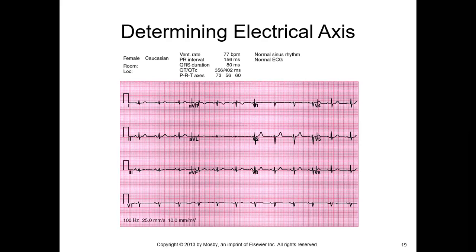At the top of this figure, you'll see the computer calculation. See them over here? It's telling you the different calculations. The patient's QRS axis is positive 56 degrees right here. Our estimate of positive 60 was very close.